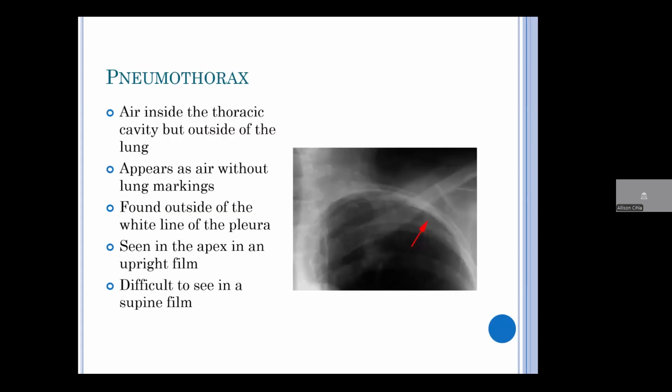The other thing you want to look for on a chest X-ray is a pneumothorax. A pneumothorax happens when there is air inside the thoracic cavity but outside of the lung. It looks like air without lung markings. Again, that's when the penetration of your images becomes important, because you need to be able to see those lung markings so that you can see the absence of lung markings. This air is actually located outside of the pleura, and you can see this thin line right here is a pneumothorax.